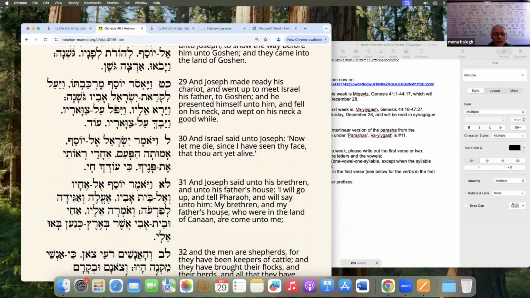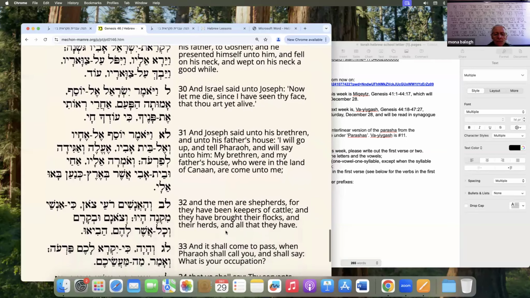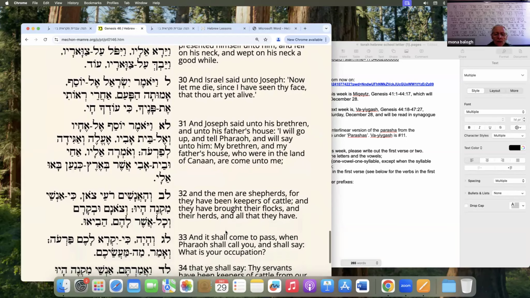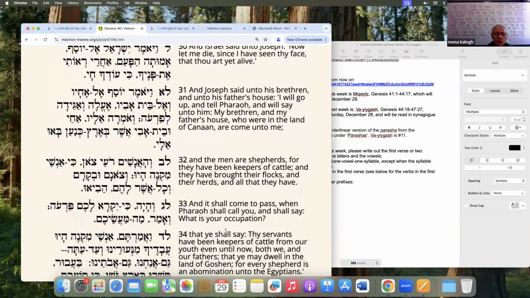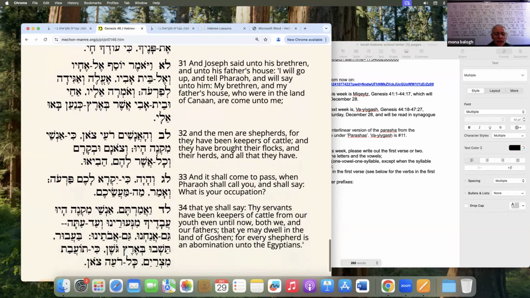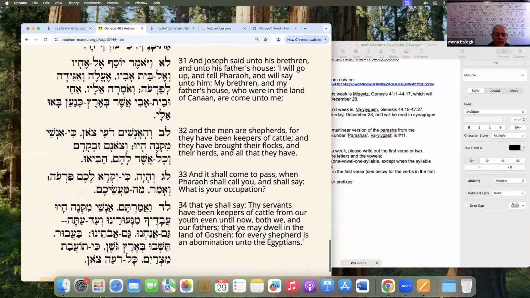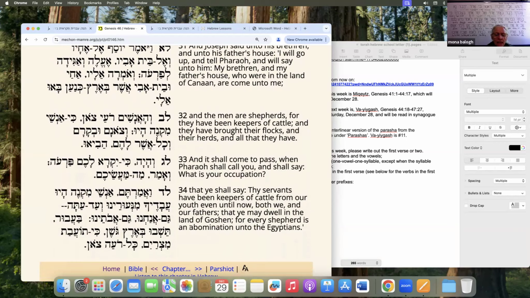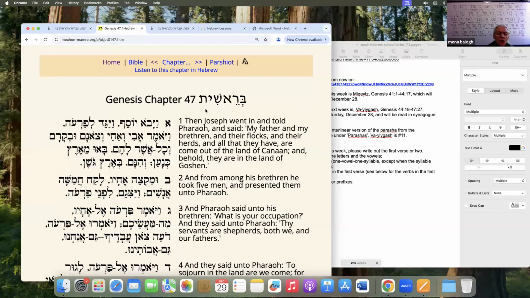And Joseph said to his brethren and to his father's house, I will go up and tell Pharaoh, and will say to him, my brethren and my father's house, who were in the land of Canaan, are come to me. And the men are shepherds, for they have been keepers of cattle, and they have brought their flocks and their herds and all that they have. It shall come to pass, when Pharaoh shall call you and shall say, what is your occupation? That you shall say, your servants have been keepers of cattle from our youth until now, both we and our fathers, that you may dwell in the land of Goshen. For every shepherd is an abomination to the Egyptians. Ooh. Because they worshipped the sheep and the cattle and the goats. They didn't slaughter them. They were not for eating, or anyway.